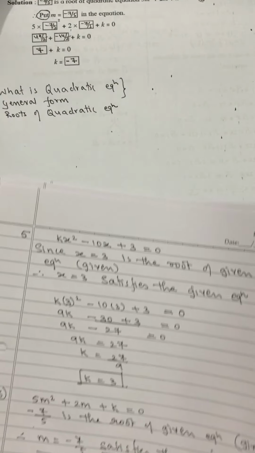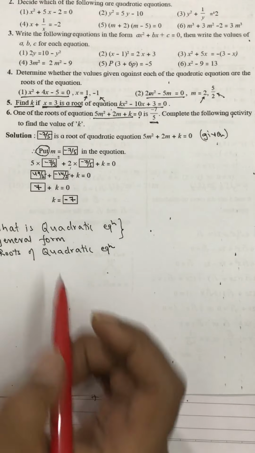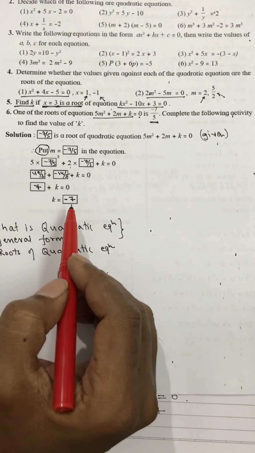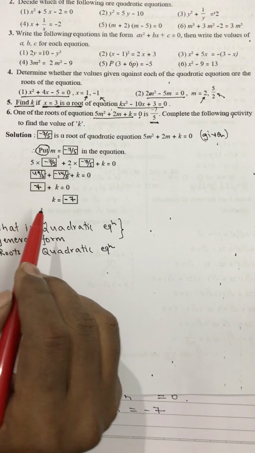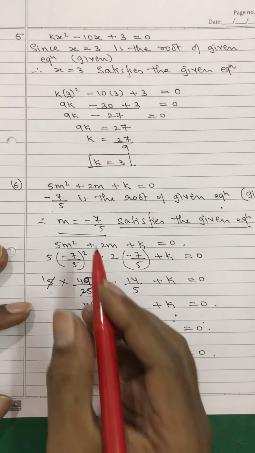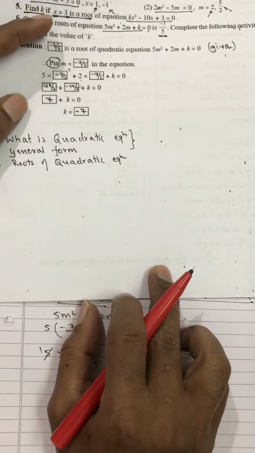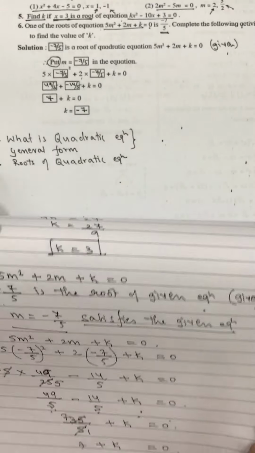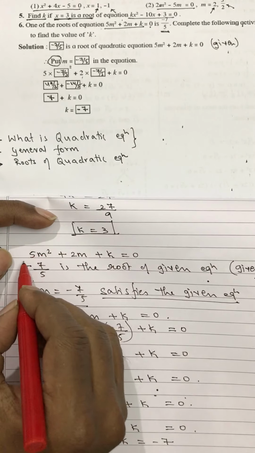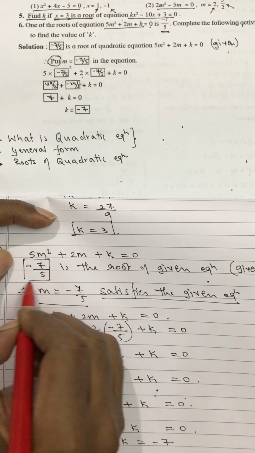When the activity is given, at that time you should be able to write properly the boxes that are asked you to fill, and those boxes you have to write. Okay, you can definitely solve it like this, and then you can fill the boxes over here. You can solve it like this and then look at the boxes, where are they? Minus 7 upon 5 is the root, so you will write this minus 7 upon 5 in your box.